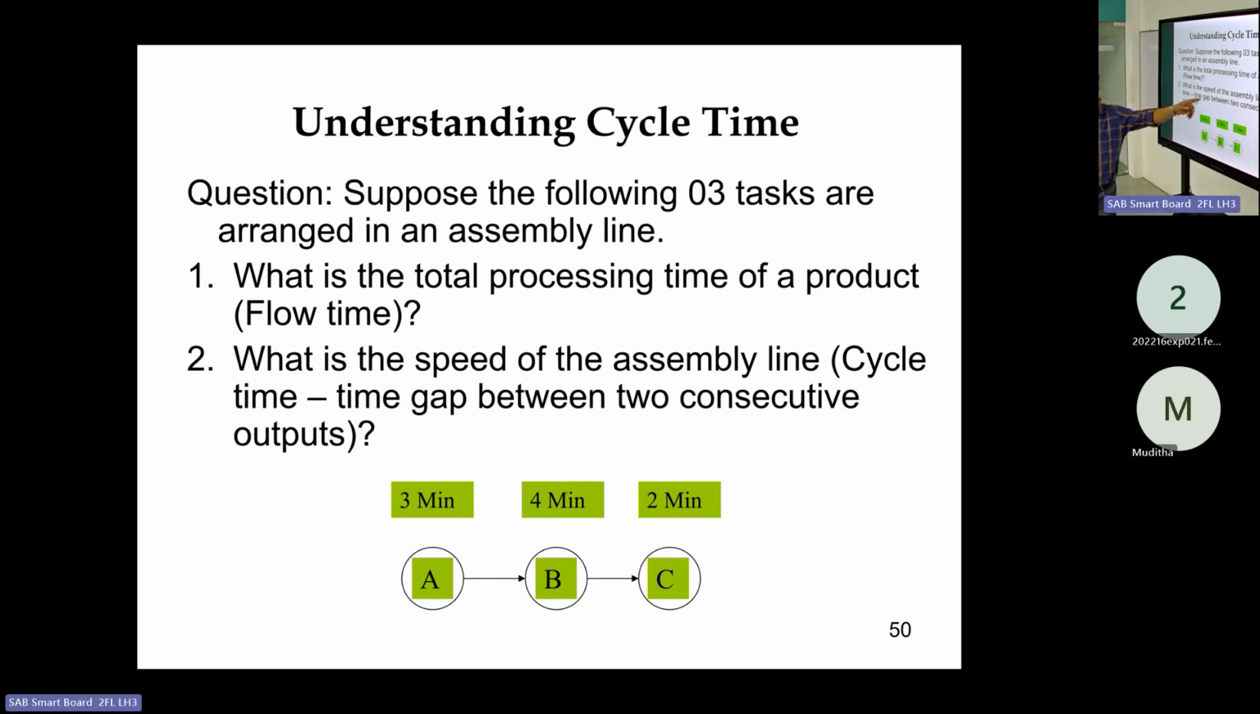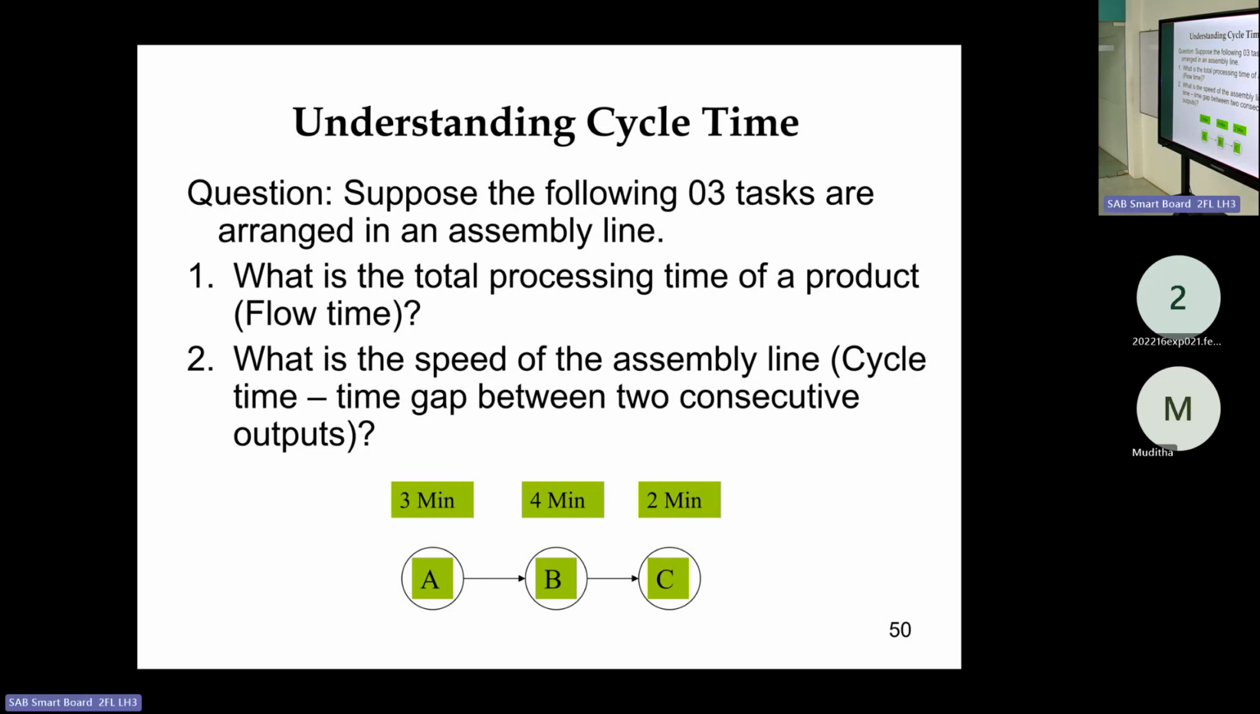So what is the speed of the assembly line? Which means, what will be the time gap between two outputs? That we call the cycle time of the process, or the speed of the process. So if the arrangement is like this, in your opinion, should we wait 9 minutes, the flow time? Will that be the time gap between two products? Or something else?